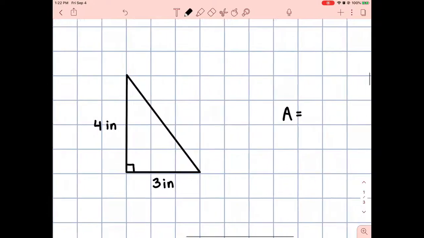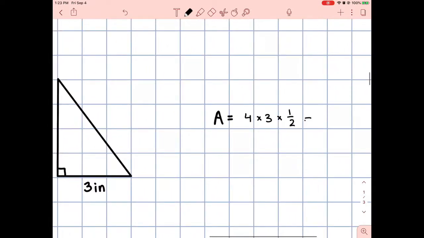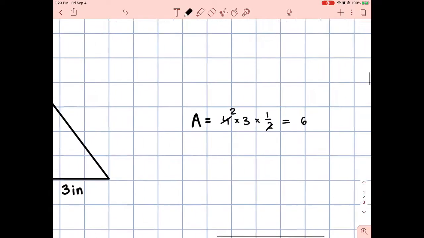So let's look at this example now. The height of the triangle is 4 inches and the base is 3 inches. So if we plug this into our formula, we would get 4 times 3 times 1/2. And if we calculate this, we would get 6 inches squared.